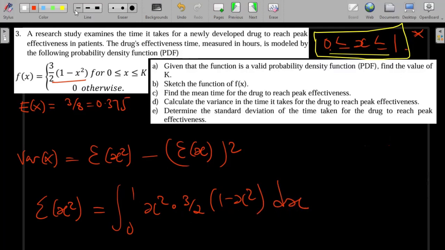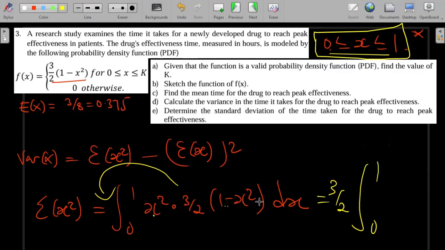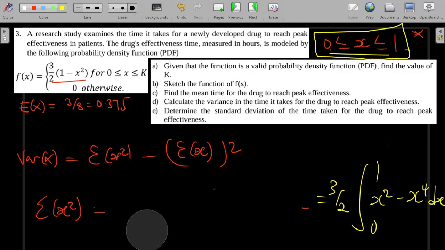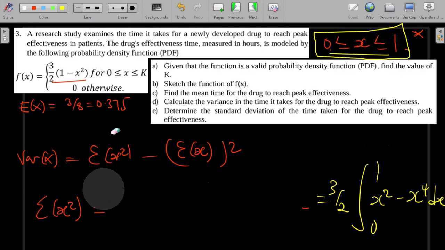So let's take the constant out. We have 3 over 2, the integral from 0 to 1, x squared multiplied by 1, minus x squared multiplied by x squared, which is x to the power 4, dx. So this is what we have. And then from there, we can just do the integral and then we substitute.